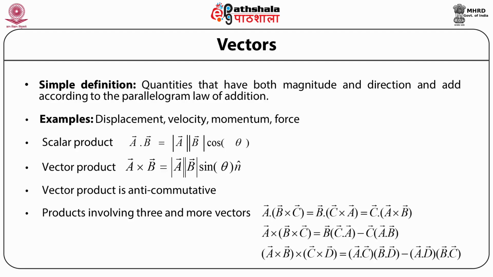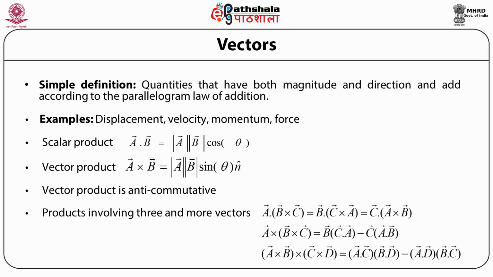The other important product involving 3 vectors is called the vector triple product, and this is given by vector A cross within brackets vector B cross vector C, and this is equal to vector B times within brackets vector C dot vector A minus vector C times within brackets vector A dot vector B, where the dot product represents the scalar product.